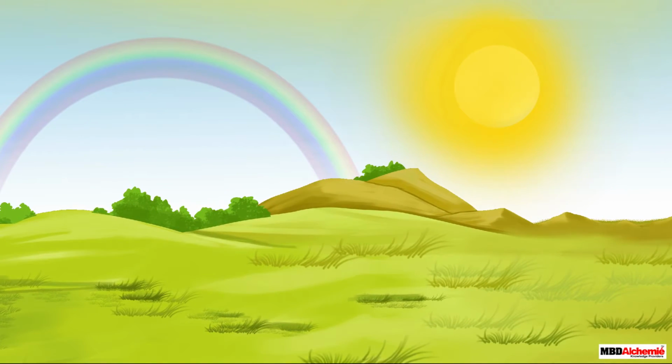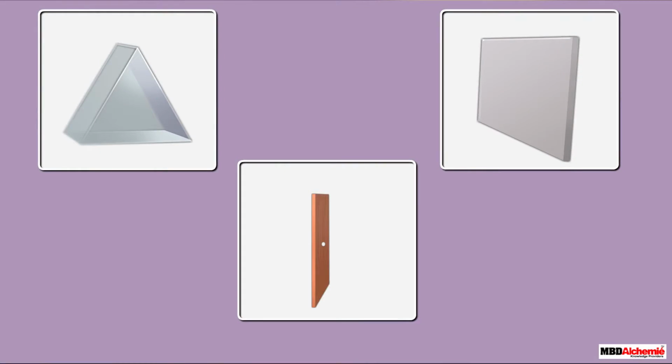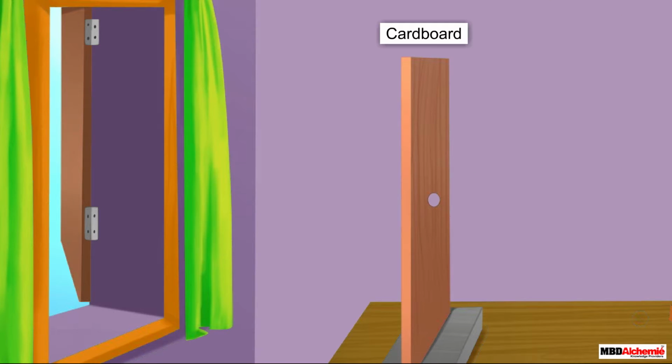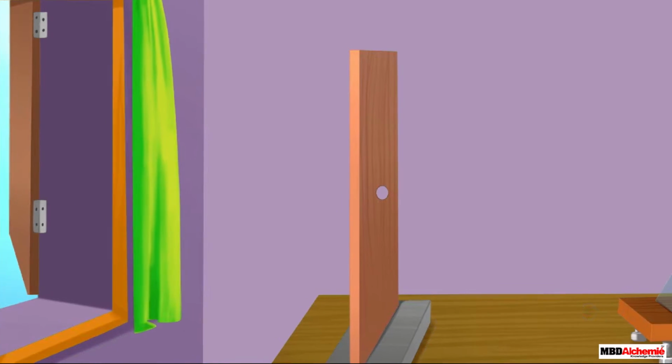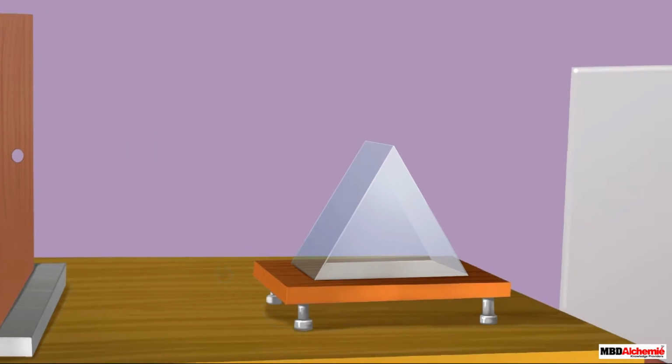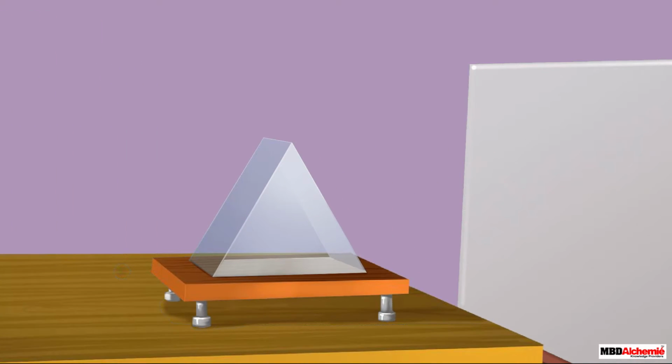To understand what dispersion of light is, let us perform an activity. For the activity, you need a prism, a white sheet and a cardboard with a small hole at its center. Place the cardboard at a position such that the sunlight falls directly on it. Next, keep the prism such that the light passing through the hole of the cardboard falls on the surface of the prism. At the other end of the prism, fix the white sheet as shown.